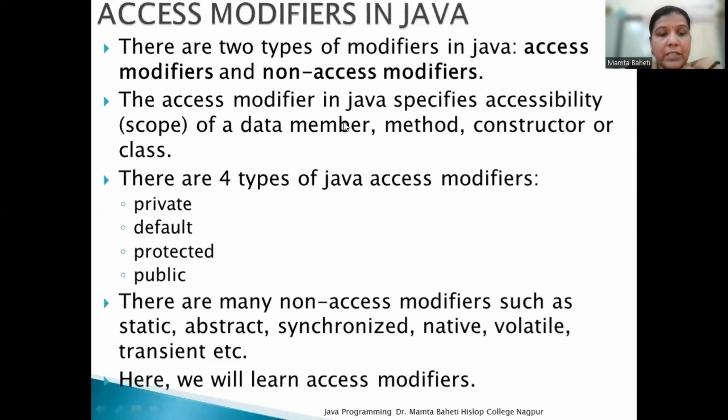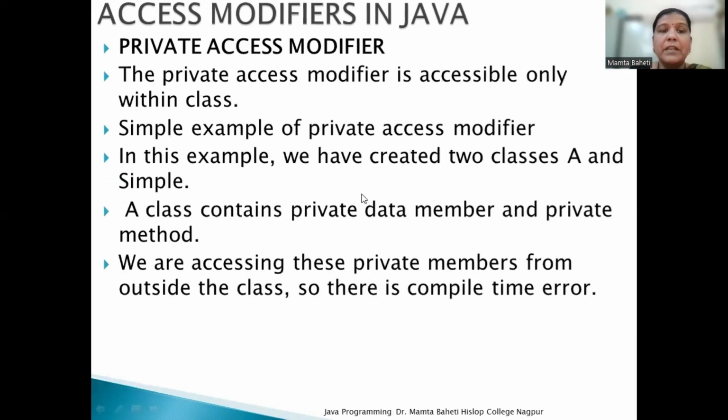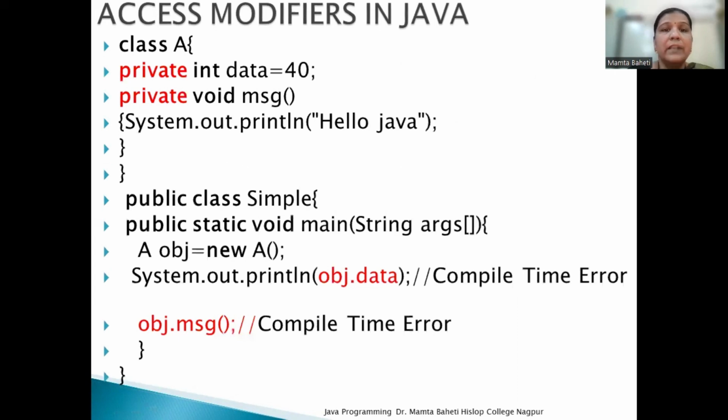Non-access modifiers are static, abstract, synchronized, native, volatile, transient, and many more, whereas access modifiers are private, default, protected, and public. The private access specifier indicates that, suppose we have two classes A and B, and A contains a private data member and private method. Then B cannot use that method or data member of class A unless it inherits it. Otherwise, it will get a compile time error.